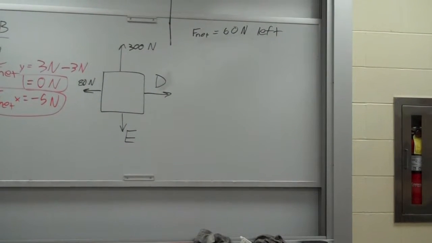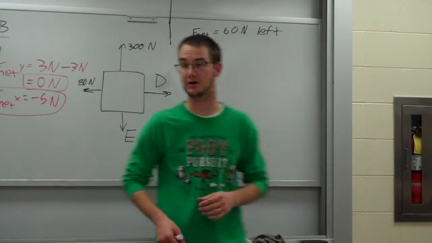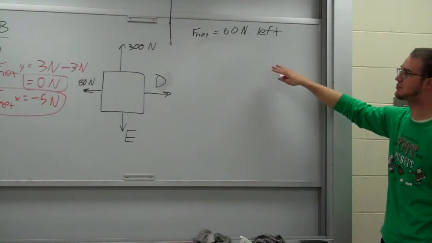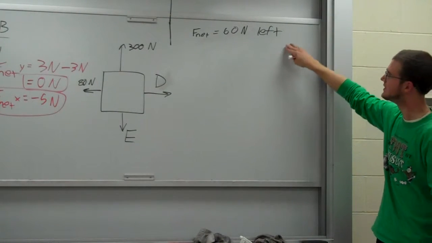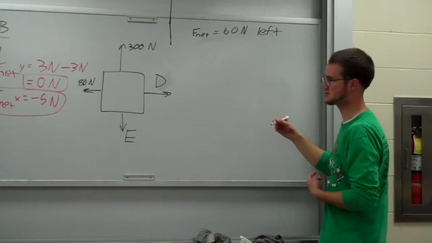Okay, for this example, you're given some of the forces but not all of them, and you have to use the net force to try to figure it out. So we know that the net force is 60 newtons left, so I'm going to break that down into x and y. So 60 newtons left, that's pretty obvious that that's the x direction net force.